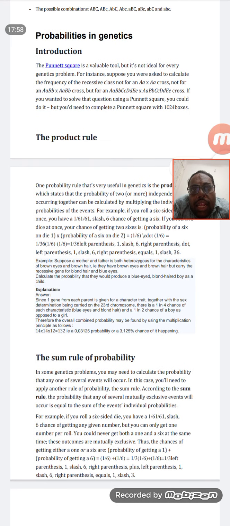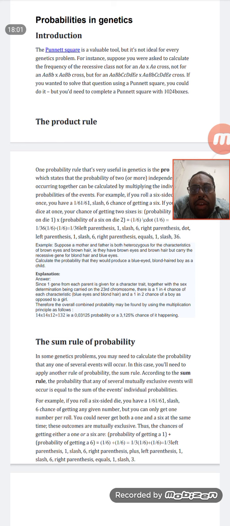You can read the data, but here I have given one example. Suppose a mother and father are both heterozygous for the characteristics of brown eyes and brown hair. That is, they have brown eyes and brown hair, but carry the recessive gene for blonde hair and blue eyes. Calculate the probability that they would produce a blue-eyed, blonde-haired boy as a child. This is the question.